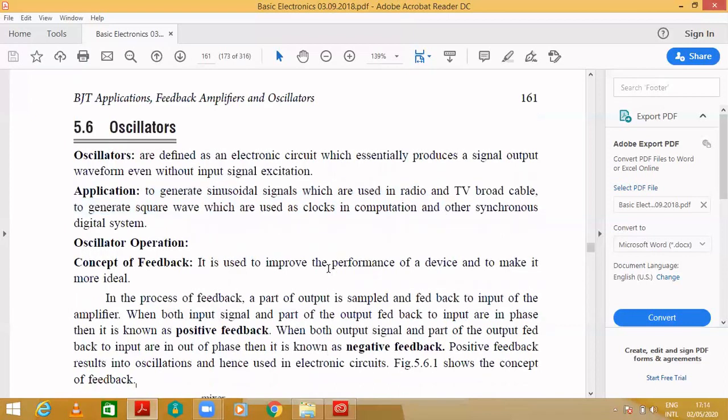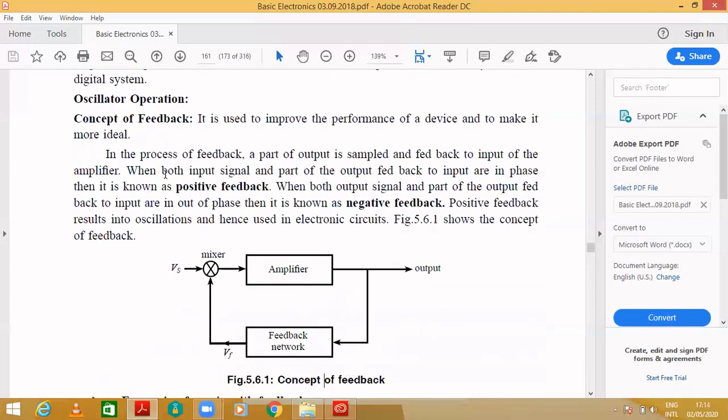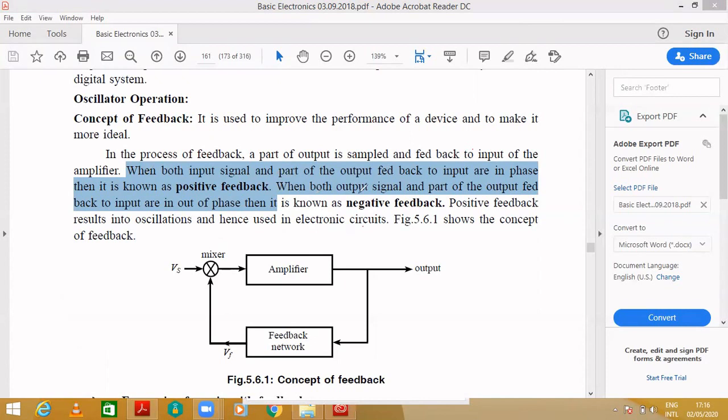You already know, I already told about positive feedback and negative feedback in the previous lecture series. So what is positive feedback? When the input signal and a part of the output fed back to the input are in phase. It depends upon how we are connecting the passive components. Passive components are nothing but resistance, capacitance and inductance. So how we connect these resistor, capacitor and inductor. Positive feedback is when the input signal and a part of the output fed back to the input are in phase.